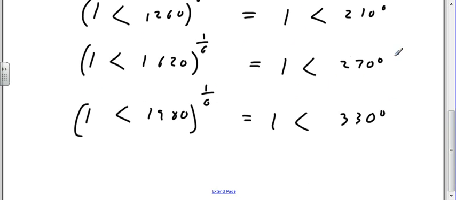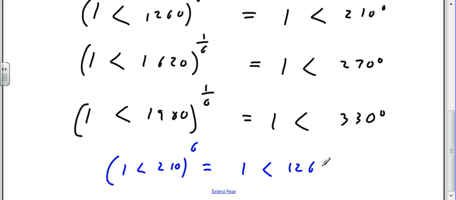So if I take any of them at random, so I'll take this guy here, 1 angle 210. If I raise it to the 6th power, I'm going to get 1 angle 210 times 6, 1260, which is 1 angle 180, which is minus 1. So I did that. They just all worked out.